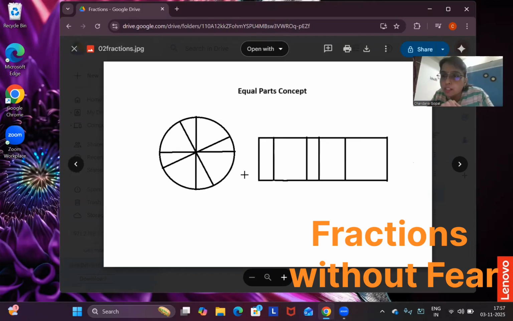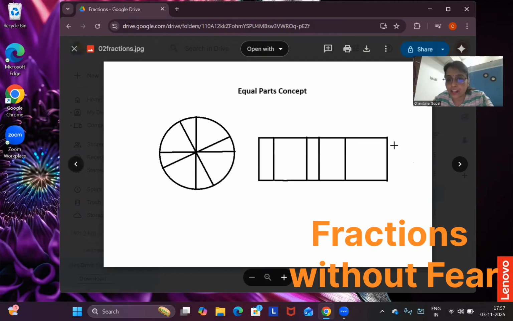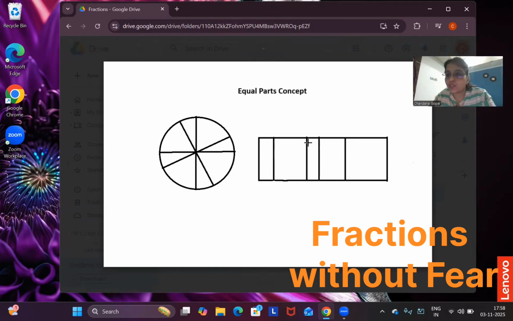Now, if you see the other worksheet, the next concept is, see this pizza. Is this cut equally? Are the parts equal? No, the parts are not equal. One is big, one is small, one is bigger, one is smaller. Here also, this rectangle. It's not equal, right? They're all unequal. So when it is unequal, you cannot write that as fraction.